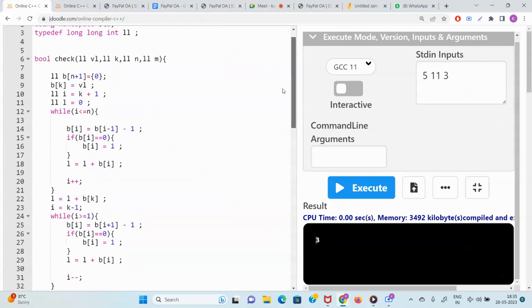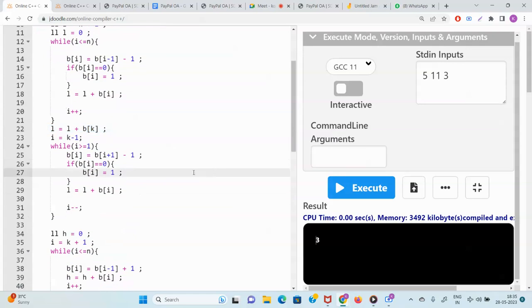Simple. You make an empty array. You give the k index the value VL. From k plus 1, you start decrementing the values one by one. B of i is B of i minus 1 minus 1. And in case it becomes 0, then you keep the value 1. And you keep on adding B of i, because you're trying to find the lowest sum. So L is the lowest sum. Then L equals L plus B of k, that particular number.